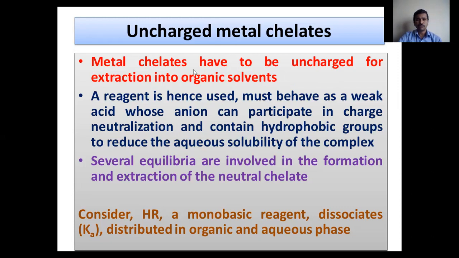When we treat this metal chelate which has a charge with the reagent, what kind of reagent do we have to use? Of course, the reagent must be weakly acidic, and an acidic reagent undergoes ionization, and after ionization it is converted into a cation and an anion. Metal complexes with water are charged, they are positively charged. So we need an anionic reagent in order to neutralize the charge of the metal chelate.